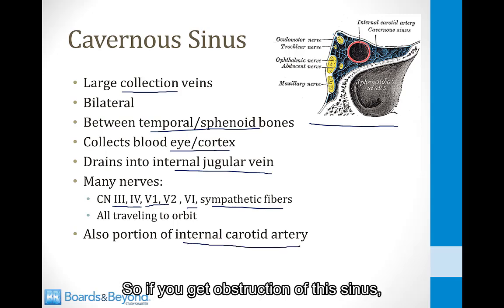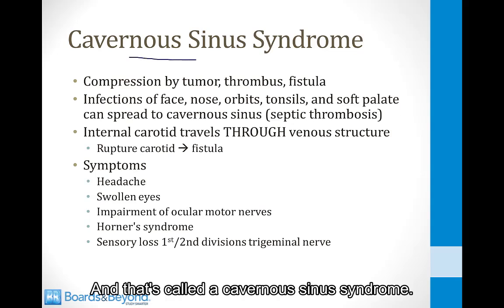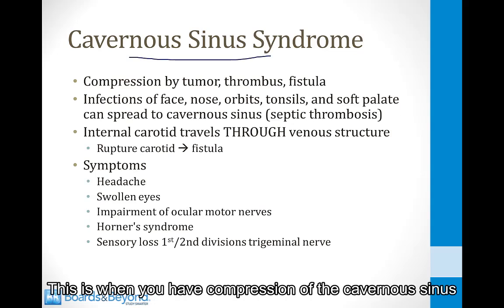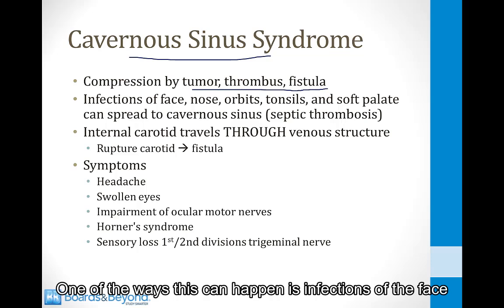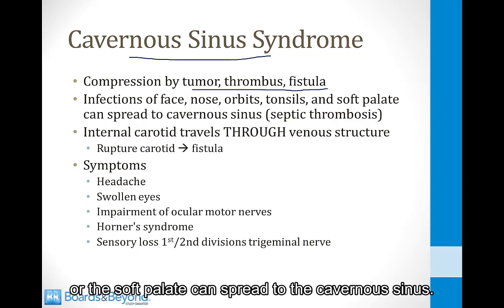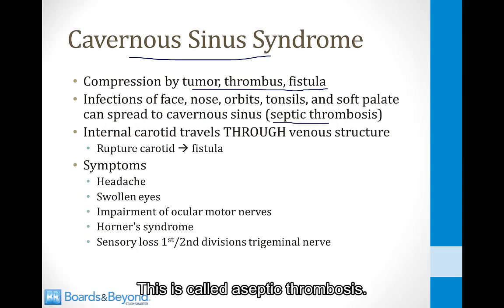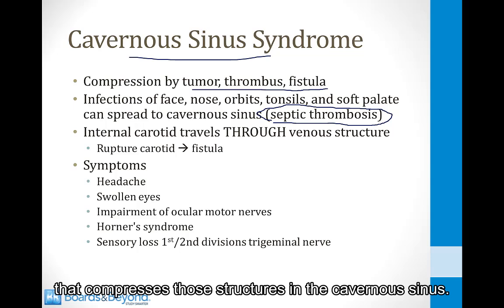So if you get obstruction of this sinus, you can get a very unique syndrome where all of these structures are impacted. And that's called a cavernous sinus syndrome. This is when you have compression of the cavernous sinus by a tumor, a thrombus, or a fistula. One of the ways this can happen is infections of the face, or maybe the nose or the eyes, or even the tonsils or the soft palate can spread to the cavernous sinus. This is called a septic thrombosis, and so you get a collection of bacteria and blood clot that compresses those structures in the cavernous sinus.